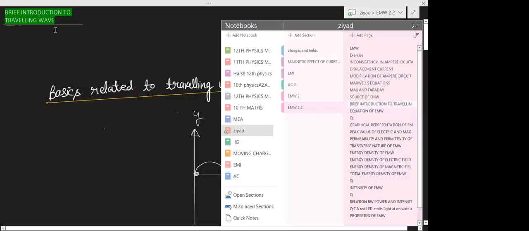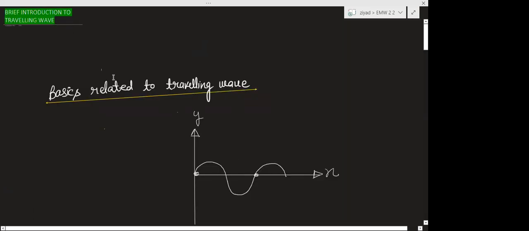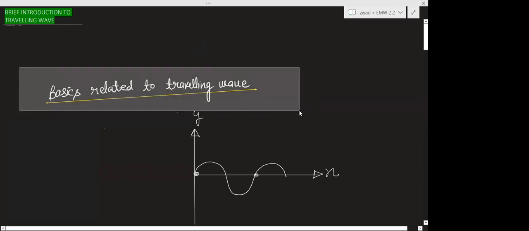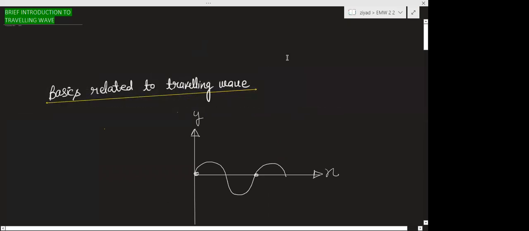So, a brief introduction to the traveling wave. Basics related to the traveling wave. Basically, all these things are part of the 11th class. Suppose this is a wave. This is the x direction, this is the y direction. So this is a traveling wave. This wave is traveling like this.